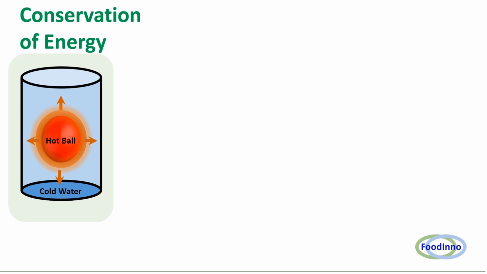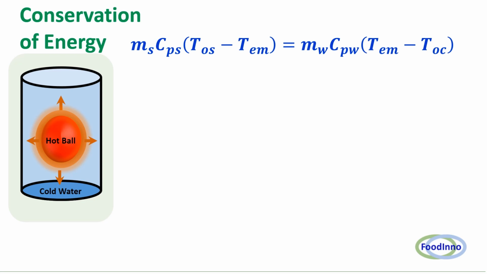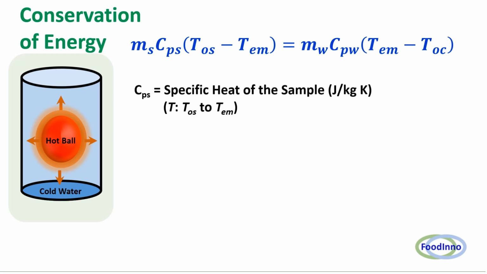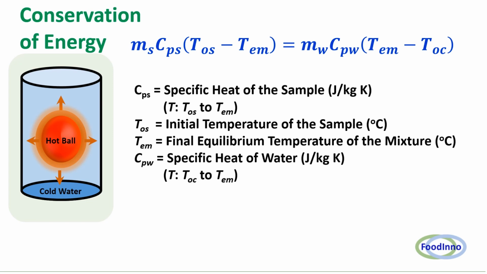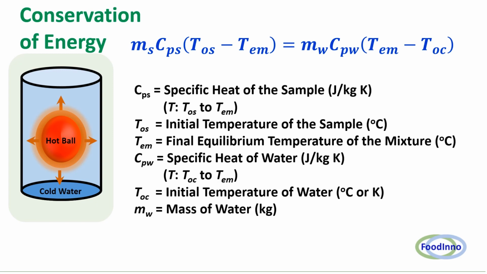Considering the assumption as discussed in the earlier slide, we can write the heat balance equation as Ms times Cps times (TOS minus TEM) equal to Mw times Cpw times (TEM minus TOC), where Cps is the specific heat of the sample in joules per kg per degree K, TOS is the initial temperature of the sample in degree C, TEM is the final equilibrium temperature of the mixture in degree C, Cpw is the specific heat of water in joules per kg per degree K, TOC is the initial temperature of water in degree C, Mw is the mass of water in kilogram, Ms is the mass of the sample in kilogram, that is hot ball.